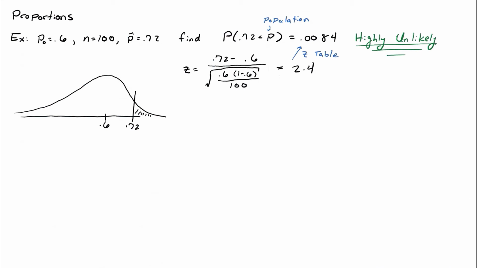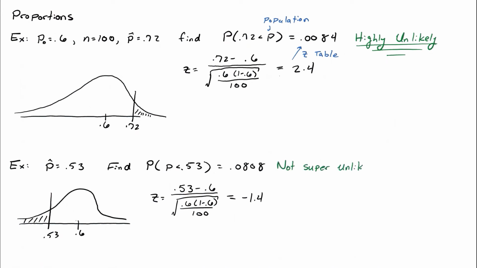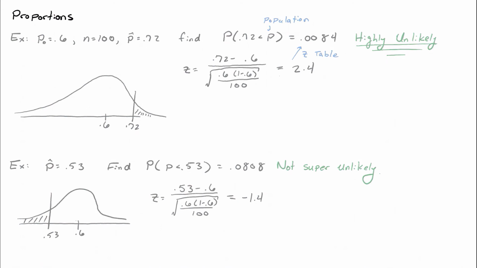Let's use these same numbers, except make p hat equal to 0.53 and find the area to the left. Again, draw a picture, shade to the left, find the z-score, and use that to find the area. This time it's 0.0808. This is fairly large, and we can't say the null is wrong.